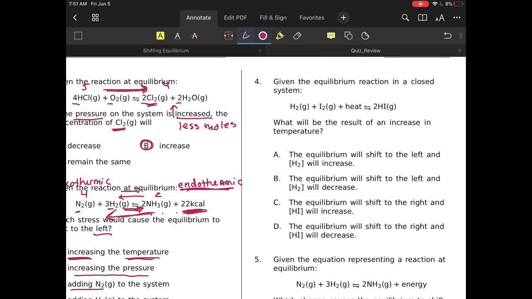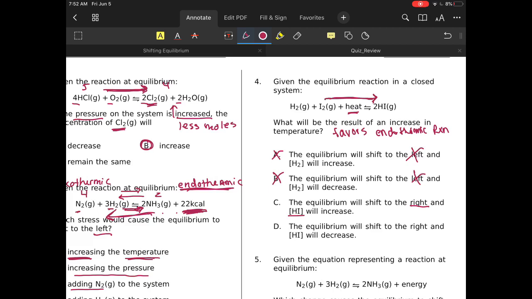And 2 more I will do for you. What will be the result of an increase in temperature? So we know that when we increase temperature, it favors the endothermic reaction. And in this case, I see that heat is on the reactant side of the forward reaction. So that means that increasing the temperature should favor the forward reaction, which means equilibrium will shift to the right. So equilibrium will not shift to the left. It will shift to the right and the HI will increase.